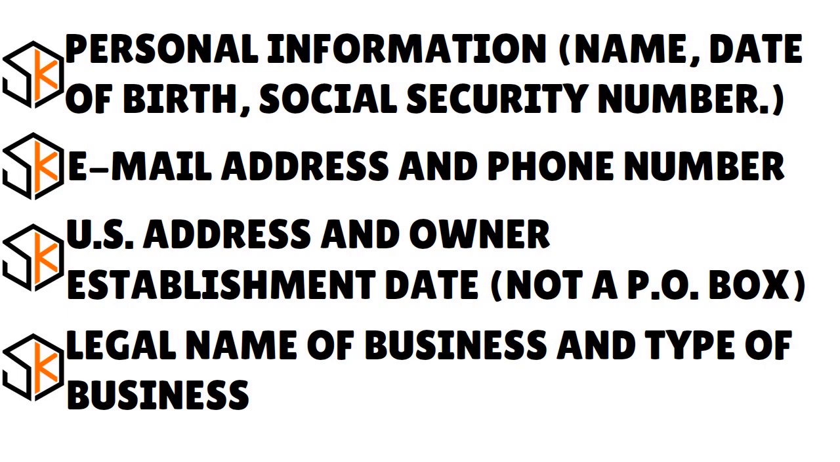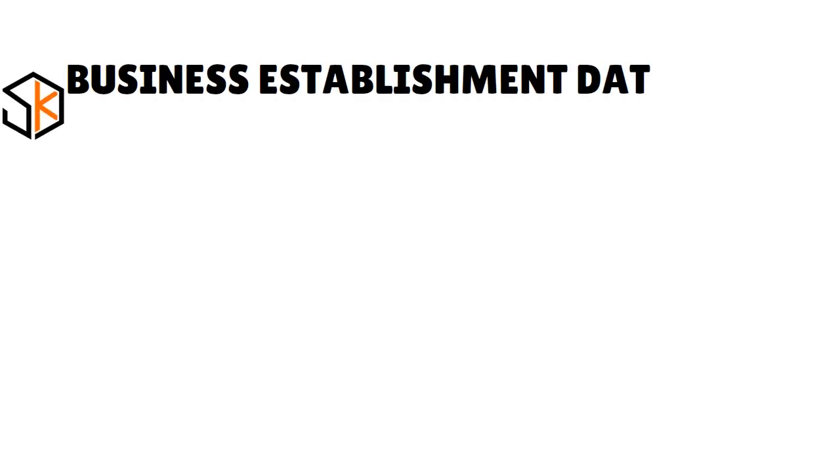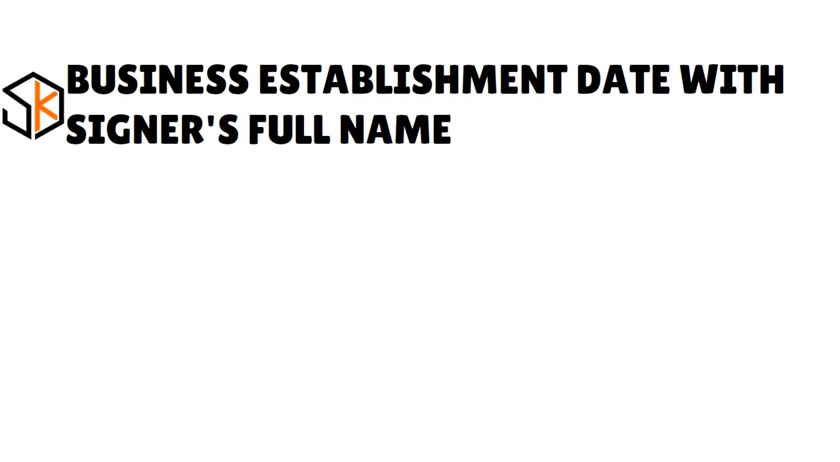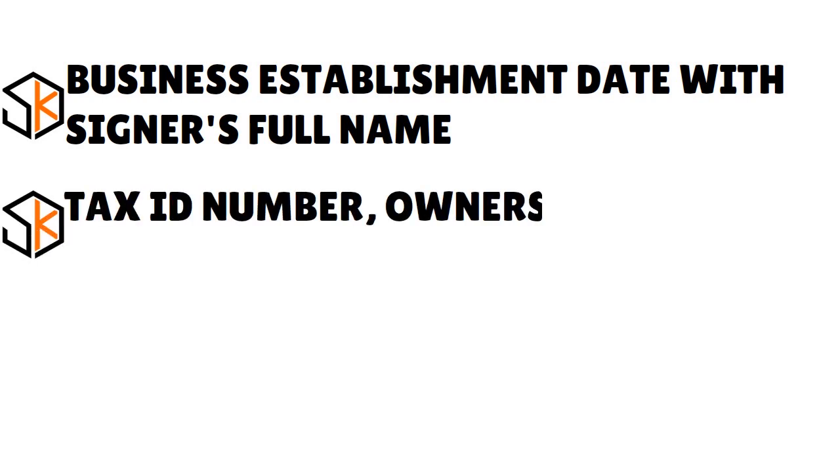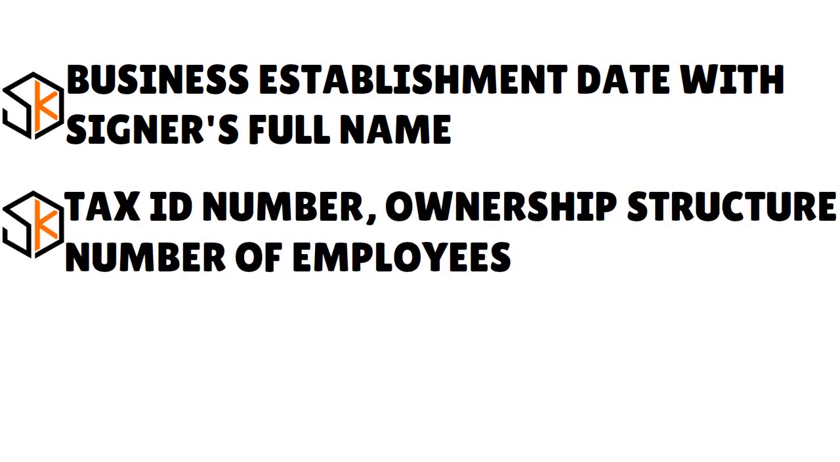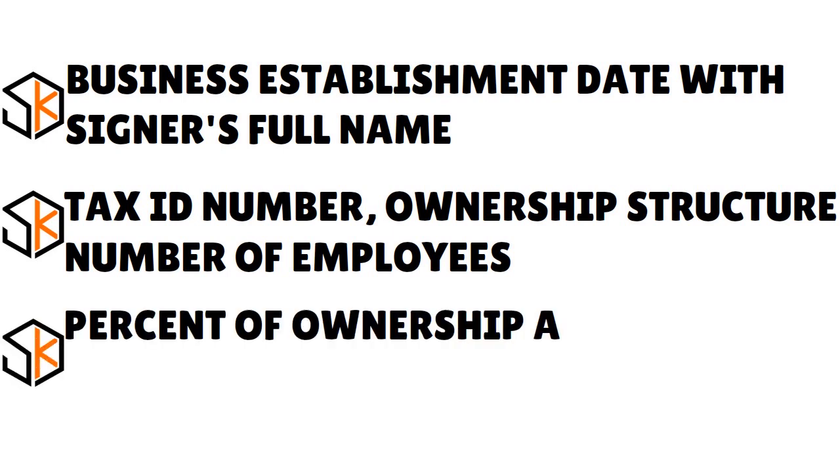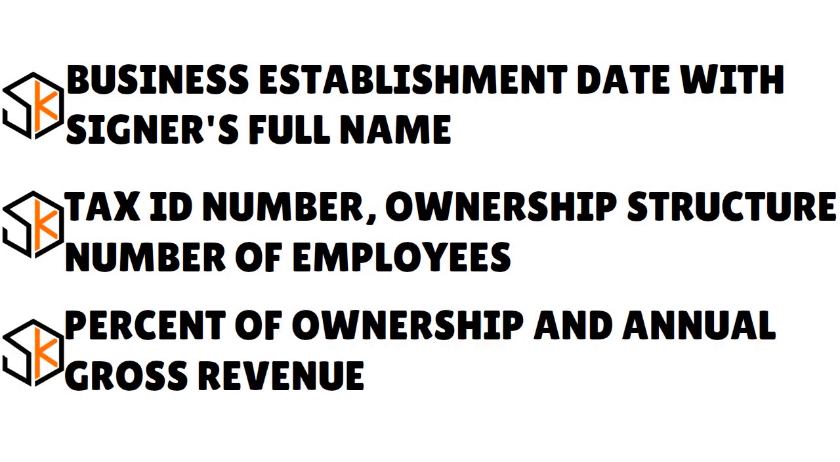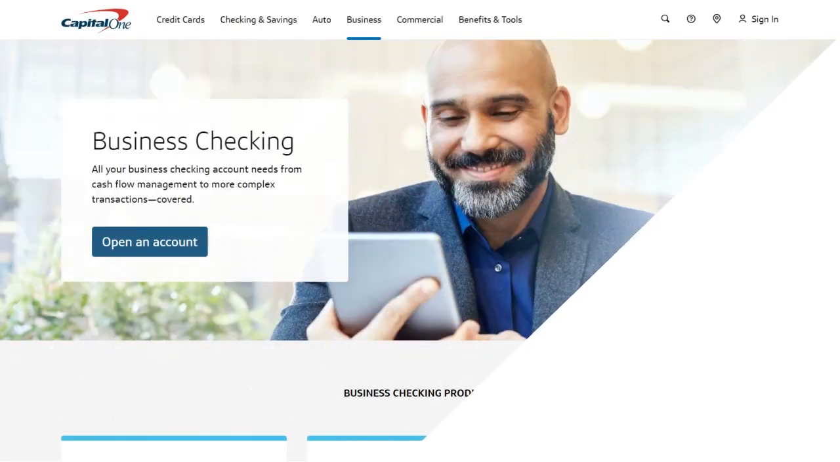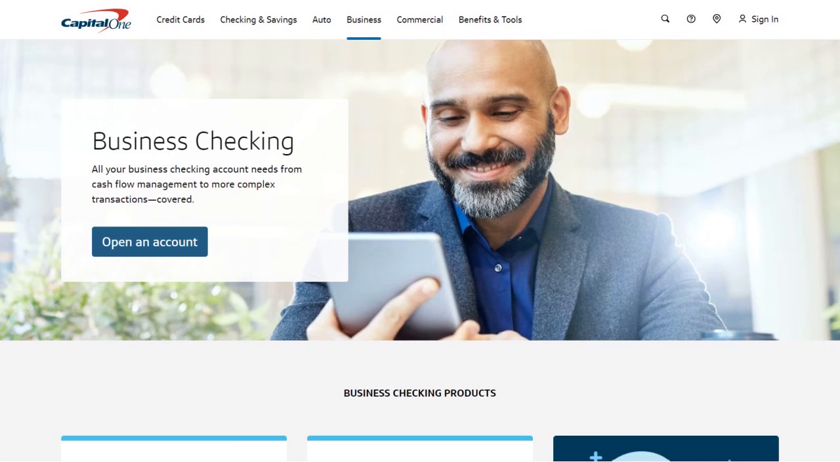Is it a nonprofit? You want to have the business establishment date with the signer's full name, the tax ID number, your EIN, the ownership structure, the number of employees, and also the percent of ownership and annual gross revenue. I said gross, not net revenue, annual gross revenue. So that's your gross sales. And additional documentation may actually be required depending on business ownership structure. So ask your banker at the branch for details.